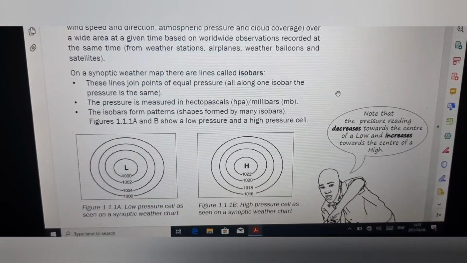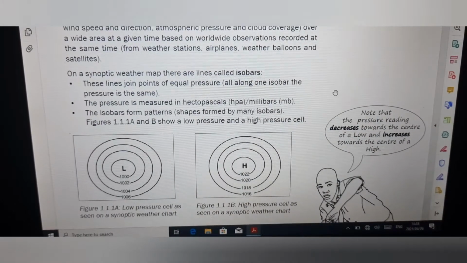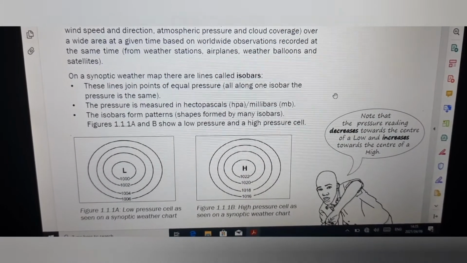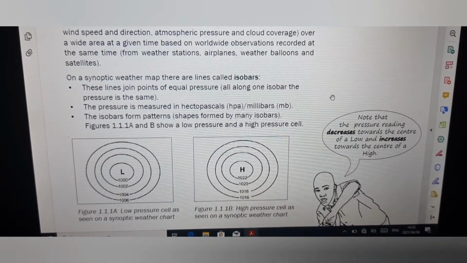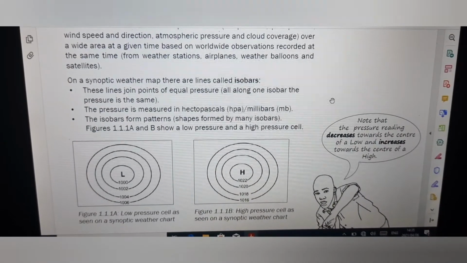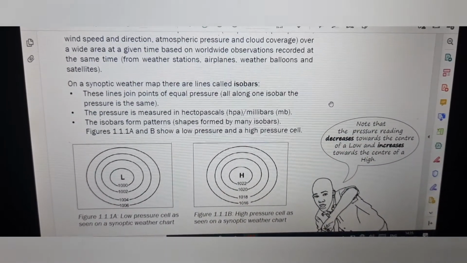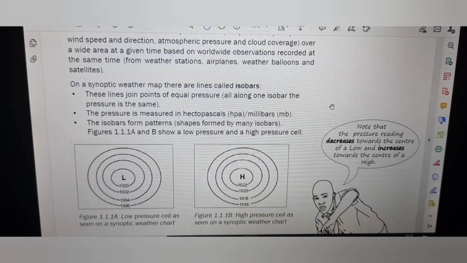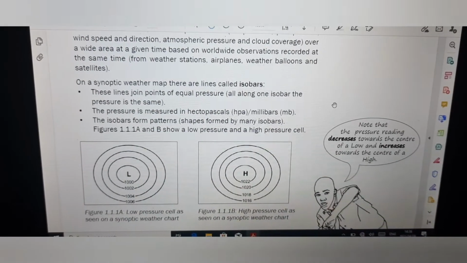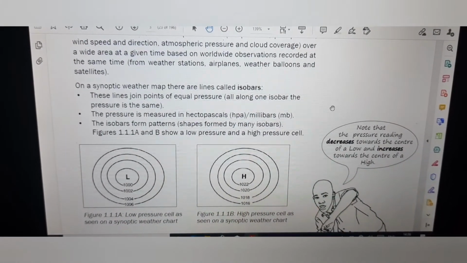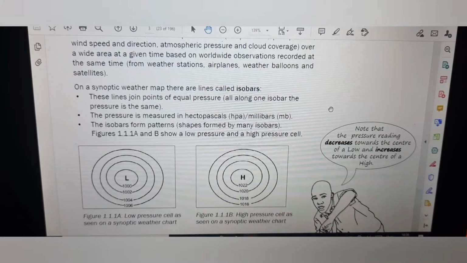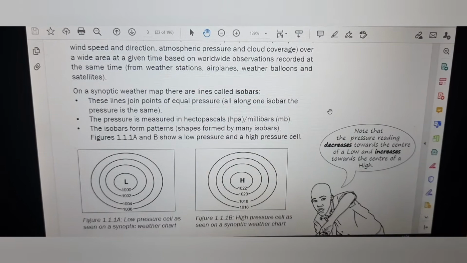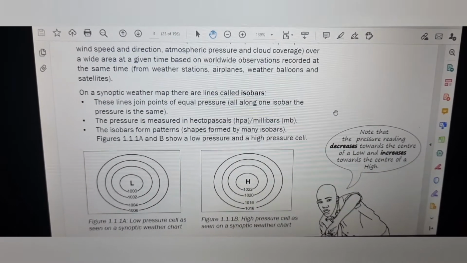On a synoptic weather map, there are lines called isobars. This line joins points of equal pressure. All along one isobar, the pressure is the same. The pressure is measured in hectopascals. The isobars form patterns, shapes formed by many isobars. As you can see, this is an example of isobars, all these lines. So if you see an isobar, just know that throughout that line the pressure is the same and it is measured in hectopascals.